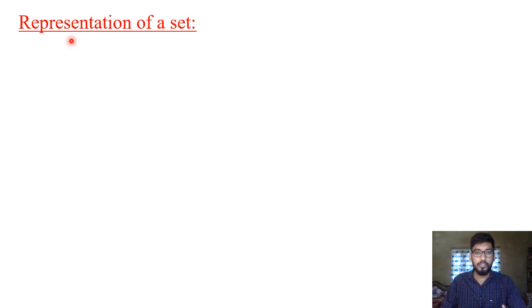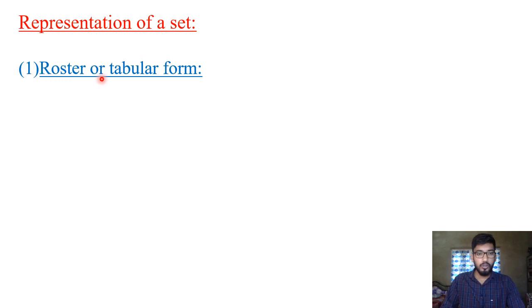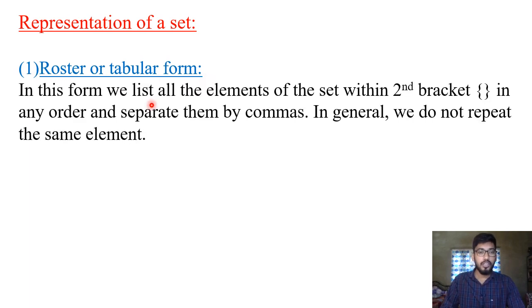to represent a set. So, representation of a set. There are two forms: number one is roster or tabular form, and number two is set builder form. The first one is roster or tabular form. In this form, we list all the elements of the set within curly brackets in any order and separate them by commas. So we write all the elements inside the brackets, separated by commas.